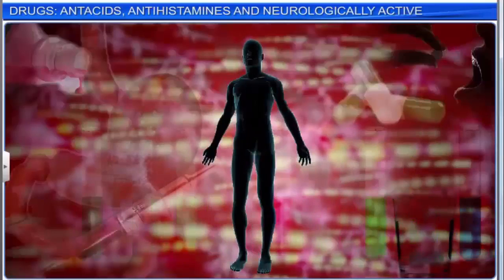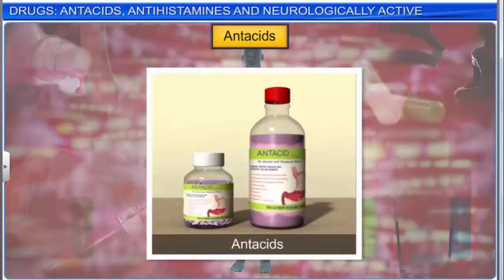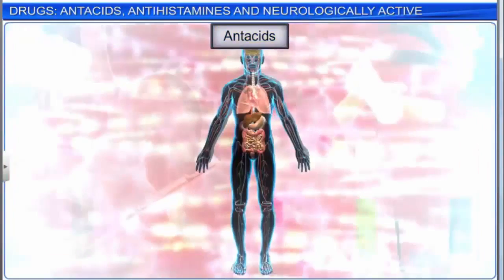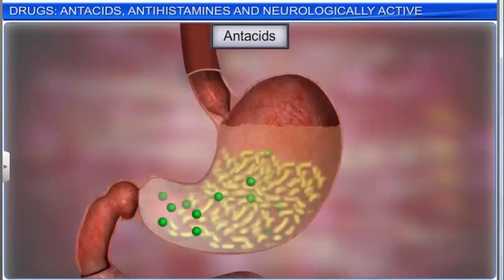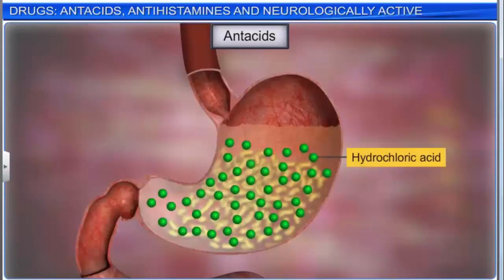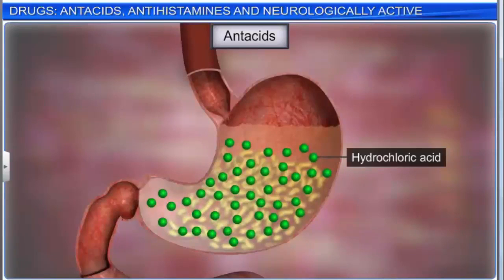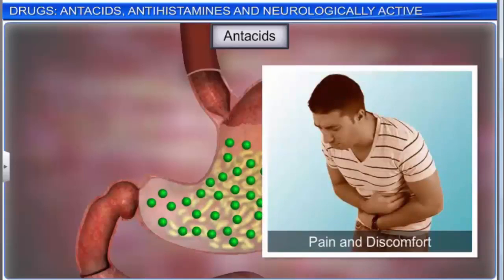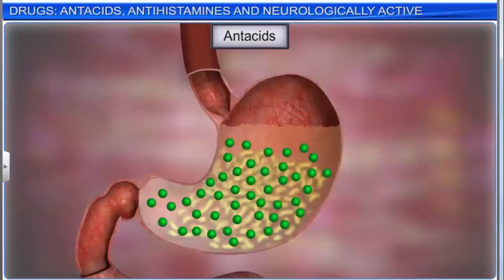First, let us take a look at antacids. Your stomach produces acid to digest the food that you eat. It is mainly hydrochloric acid. Excessive secretion of the acid can lead to pain and discomfort in the stomach. If this happens regularly, it causes gastritis, which inflames the lining of the stomach.